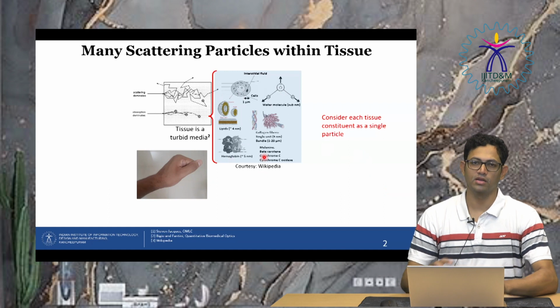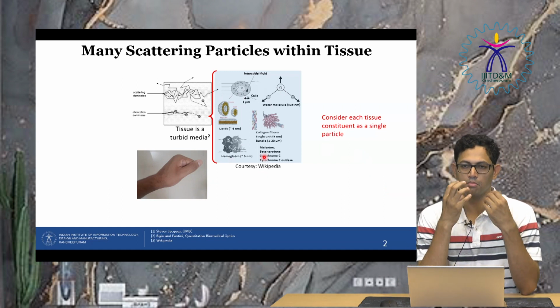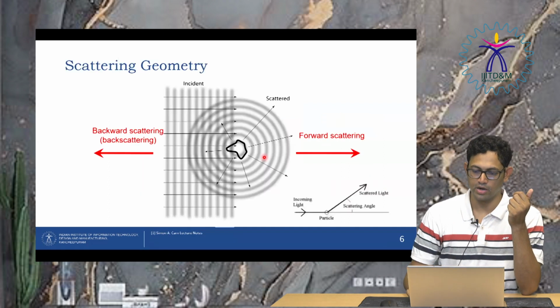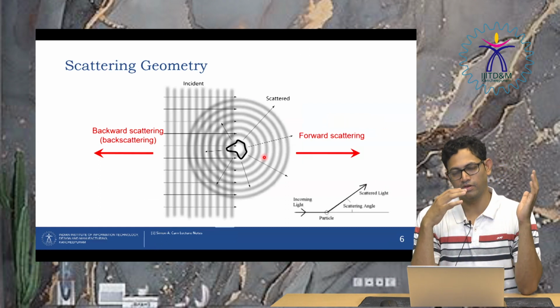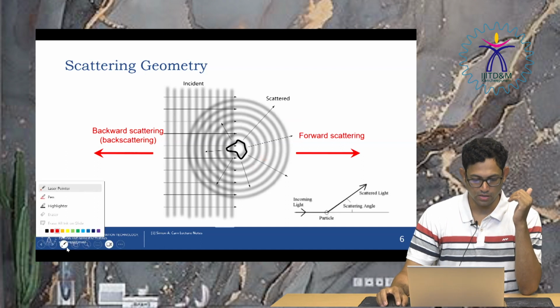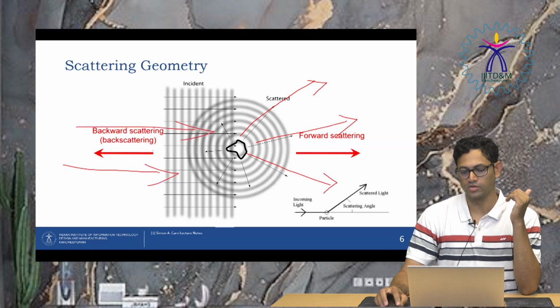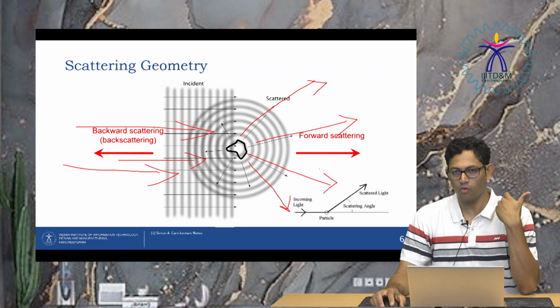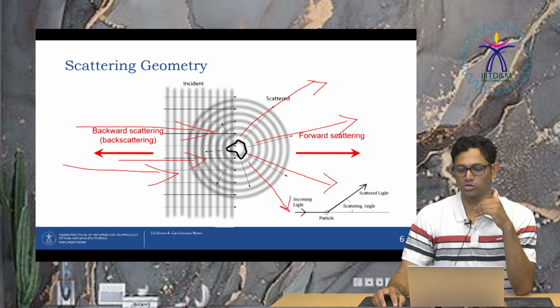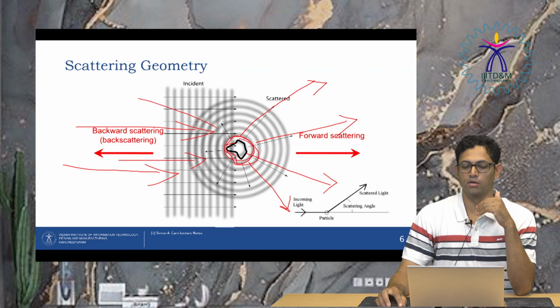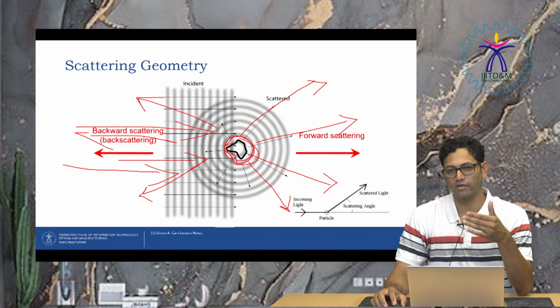Now each of these components can be considered as a particle, right? So when we are shining the light on that particle, there could be light in different directions. You have the light which is propagating in the forward direction. Here you can see that you are shining the light from left to right. This is the incident light source, and most of it is propagating in the forward direction, that is towards the right hand side. But because of this scattering particle, some of the light is getting back scattered. So when you talk about scattering, it is constituted into two parts. One is forward scattering, another is back scattering.